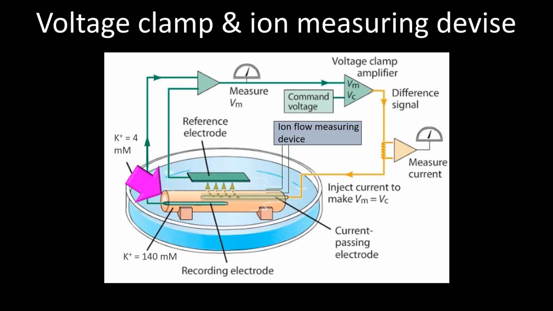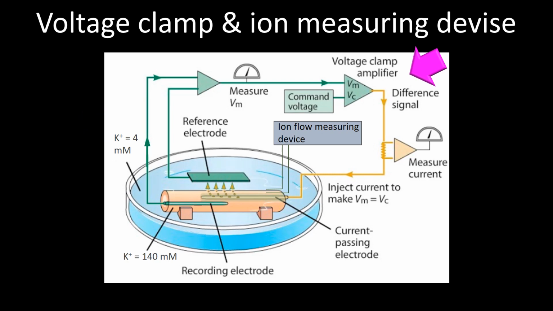With a voltage clamp to manipulate the membrane potential and an ion flow measuring device to determine the net flow of potassium across a membrane. We will conduct the experiment using an axon with an intracellular potassium concentration of 140 millimoles bathed in a fluid with a potassium concentration of 4 millimoles.